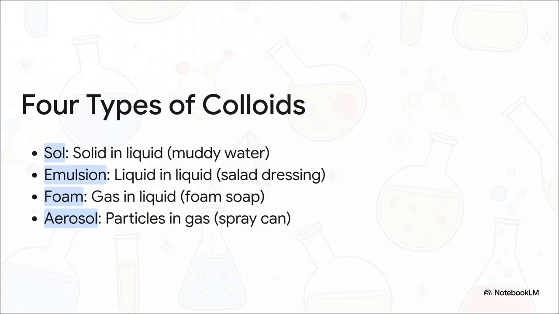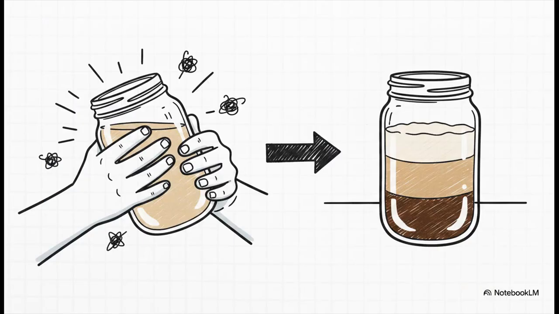And colloids are absolutely everywhere. You've got four main types. A sol is solid particles in a liquid. Think muddy water. An emulsion is when you mix two liquids, like the oil and vinegar in salad dressing. A foam is just gas trapped in a liquid, like the foam from your soap. And an aerosol is tiny little particles floating in a gas, like from a spray can. Now, those colloids, they're pretty stable. They tend to stay mixed. But there is one last type of mixture we need to talk about.